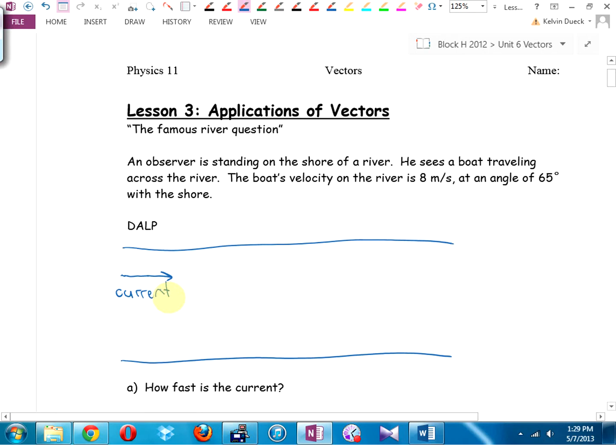And what we're imagining, TJ, is this. The boat is pointing straight up with its motor, but which way is the current pushing it? So the person on shore sees it traveling like that. How fast? 8 meters per second. What angle? 65 degrees. Let's draw that. So here's what the person on the shore sees: 8 meters per second at an angle of 65 degrees with the shore. Oh, and I know the current pushes it to the right, which is how I know that the vector points to the right, not to the left.